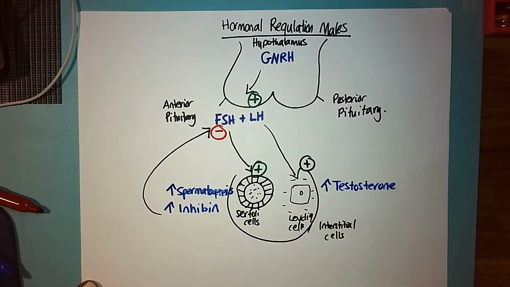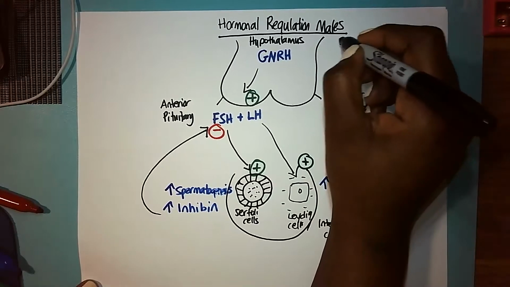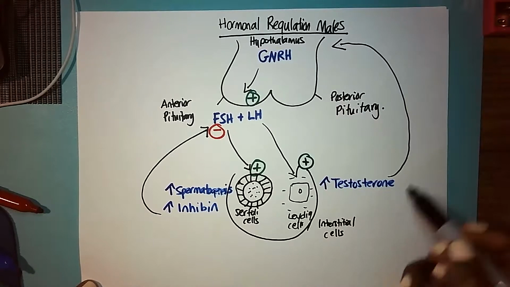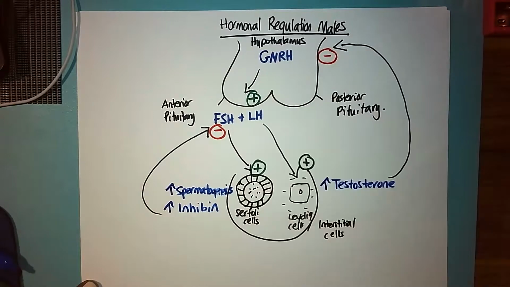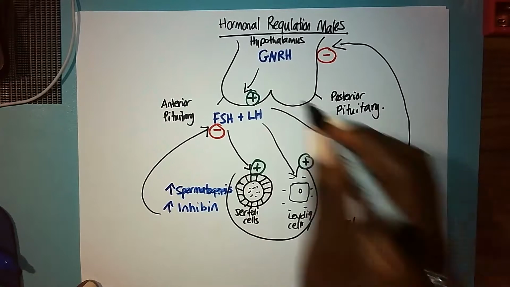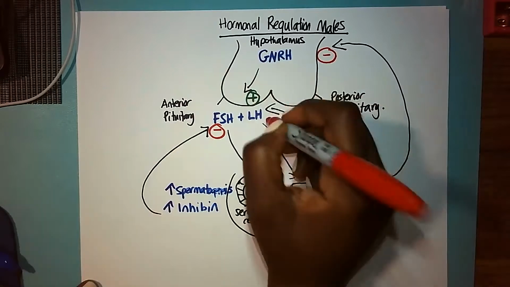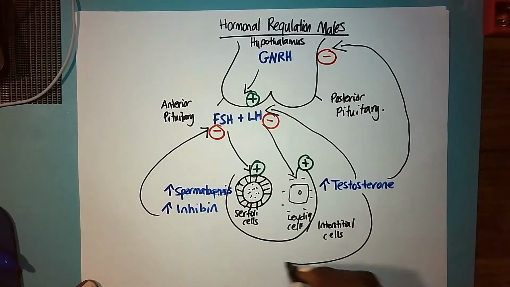Testosterone is going to have a negative feedback loop onto the hypothalamus. So if we have excess testosterone, that shuts off GnRH production. So this is a negative feedback loop. Testosterone is also going to have a negative feedback loop onto the anterior pituitary. Again, if we have excess testosterone, that's going to shut off LH production. And then the third job of testosterone is also to help with the maturation of sperm. So it's going to have an effect on our Sertoli cells as well.